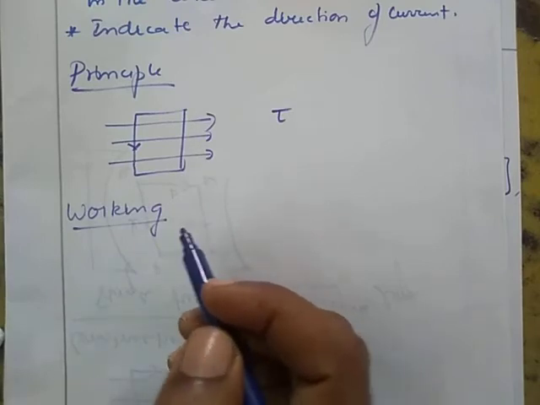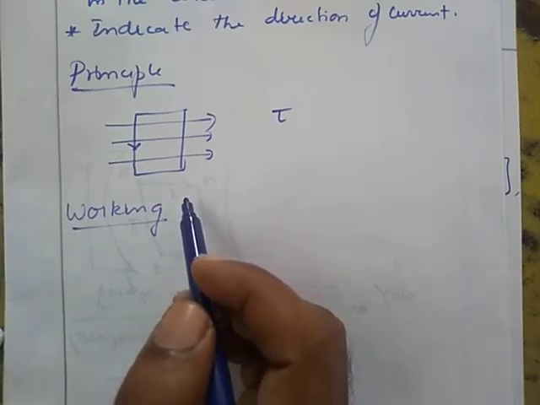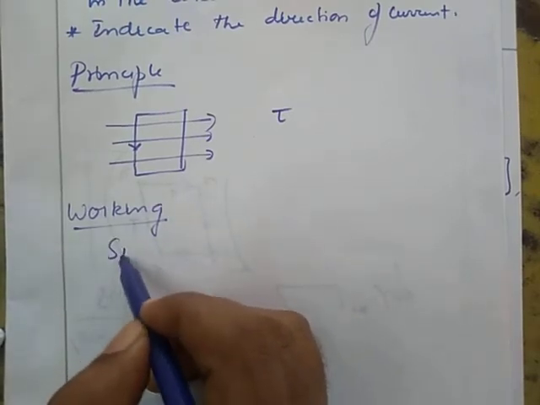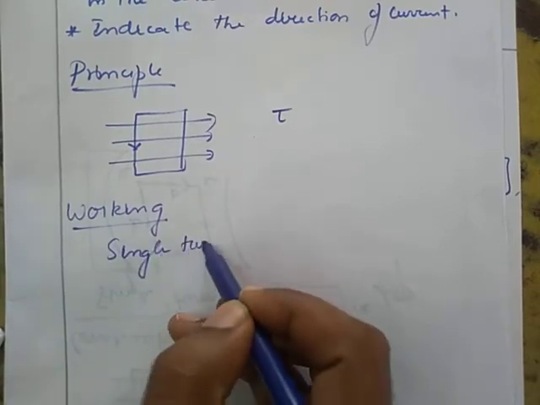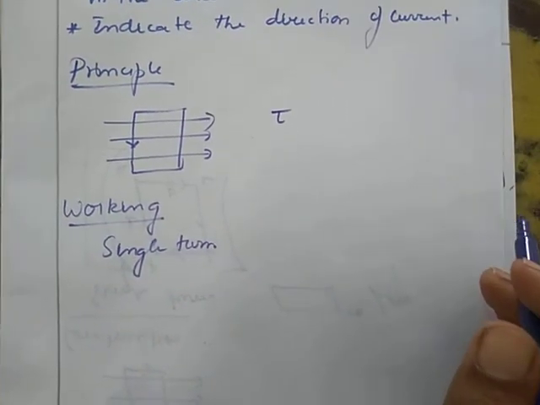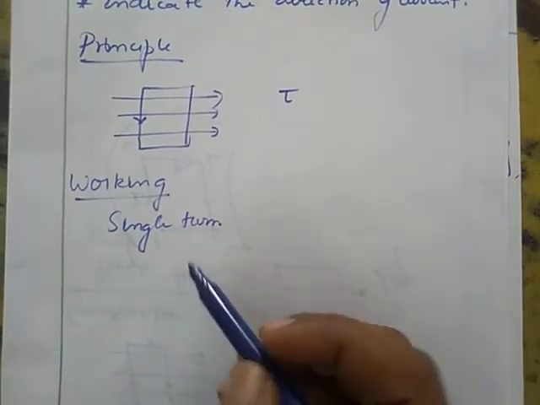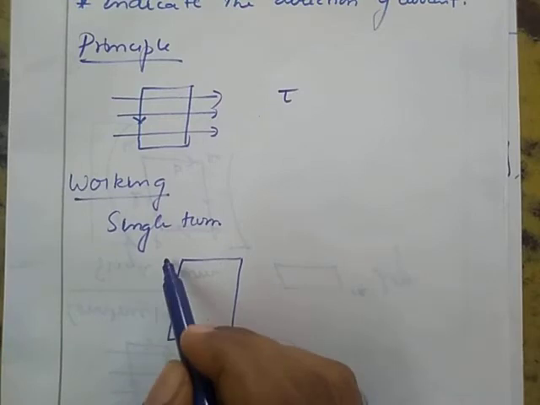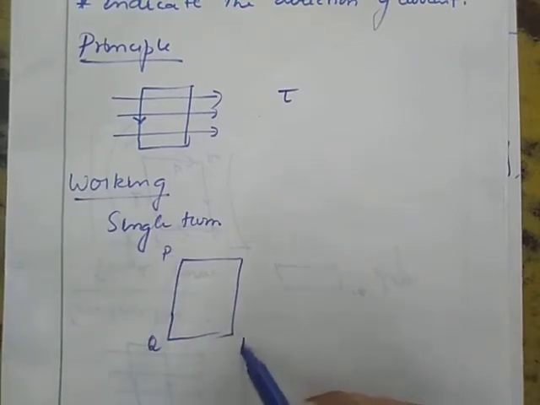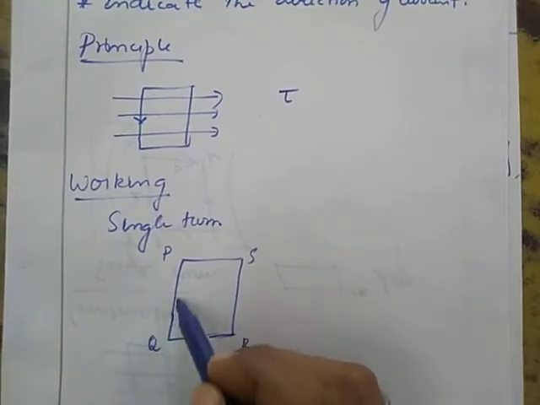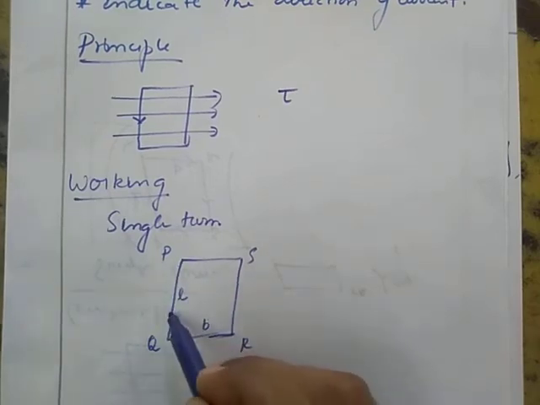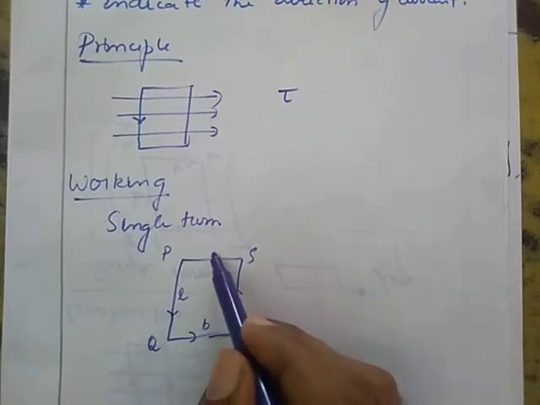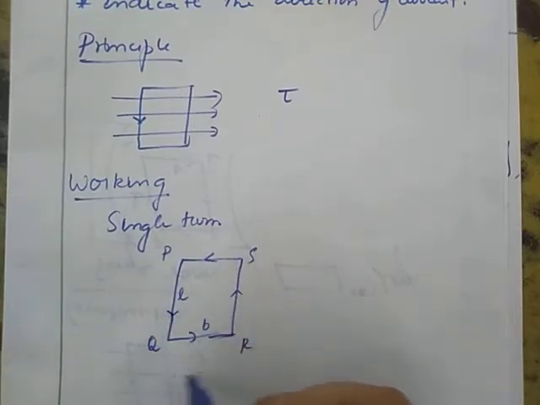Here we know the coil consists of n turns. Here I consider a single turn, that is in the shape of a rectangle. You know very well, here it is that rectangular loop that is named as P, Q, R, S. The length of the rectangular loop is L and the breadth is B. Here current flows from P to Q, Q to R, then R to S, then S to P. That is anti-clockwise.